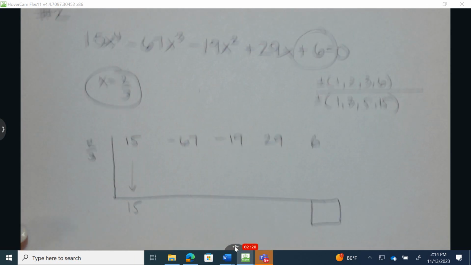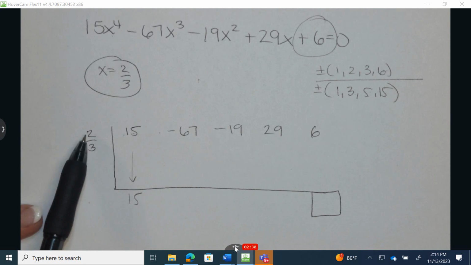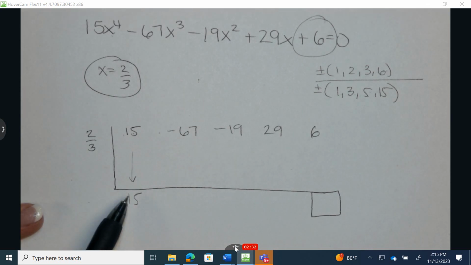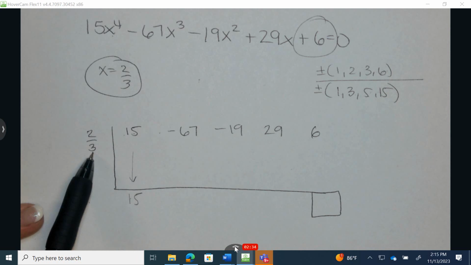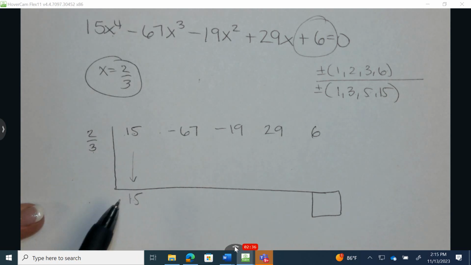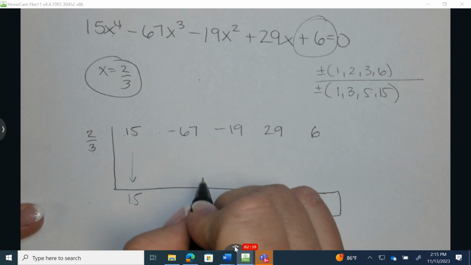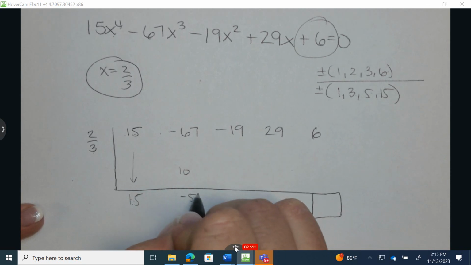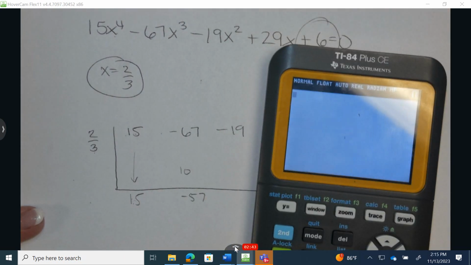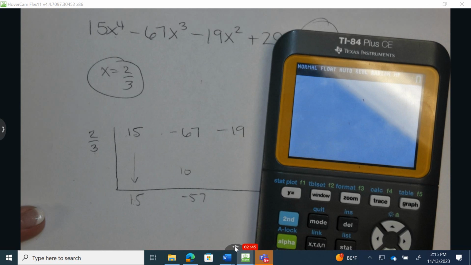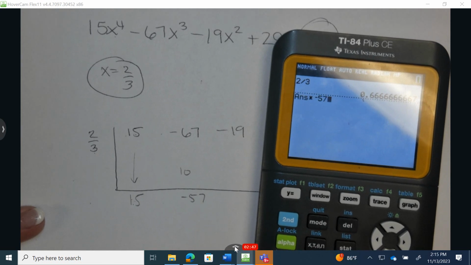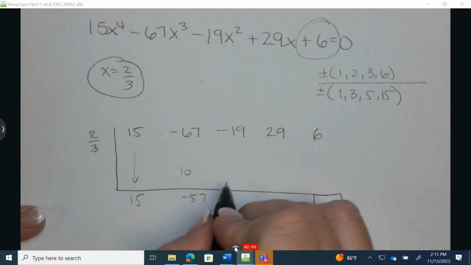Okay, so how do we do this? Because you have to show all of your work. Remember, you're taking this number times the top, in this case 2, and then divided by 3. So 2 times 15 is 30. 30 divided by 3 is 10. All right, I'm going to take 2/3 times negative 57. We end up with a negative 38.